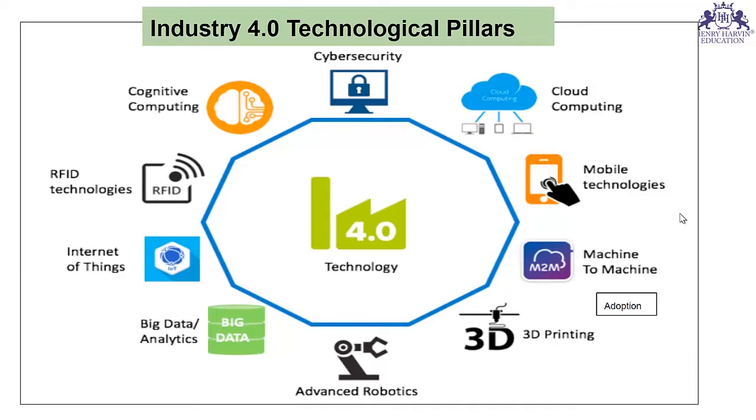We have mobile technologies, so that we can control our devices through our mobile smartphones. We have machine-to-machine connectivity, so that they communicate and interact and become more efficient. Another important pillar is 3D printing, which has really improved small-scale manufacturing, producing very interesting parts in today's industry.